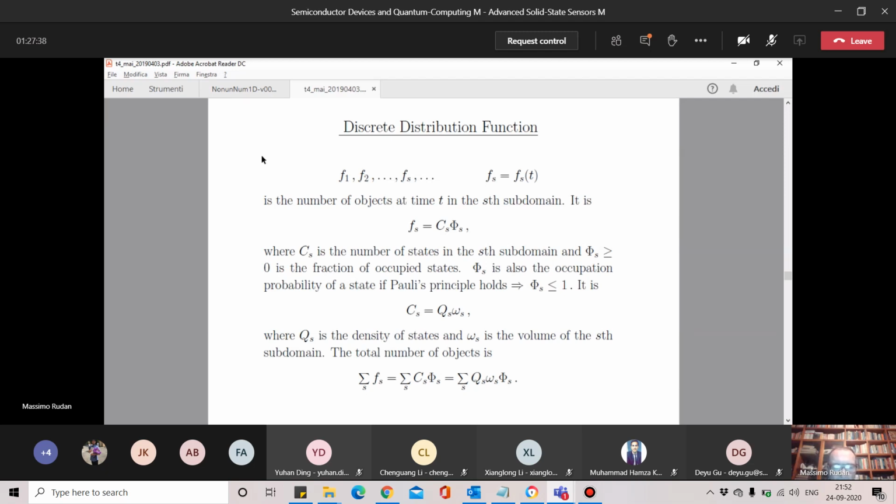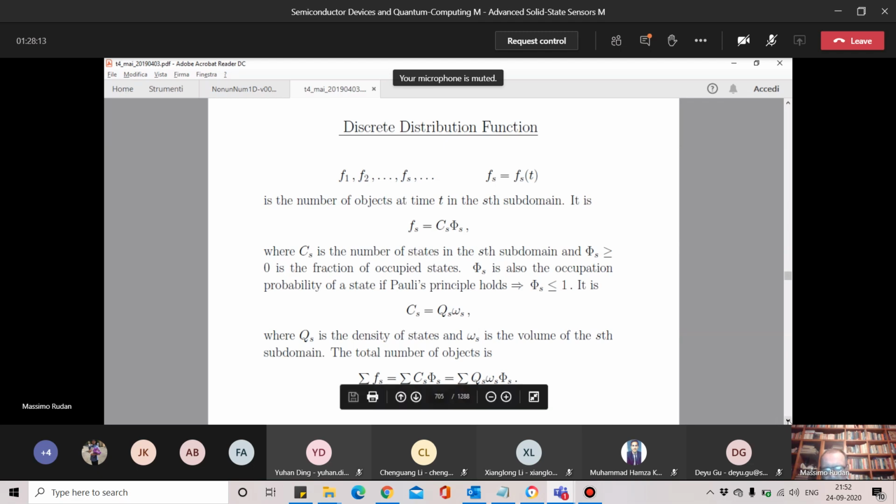What is the total number of students of the faculty at time t? It's F1 plus F2 plus etc. So it is the sum over S of F, and that sum can also be written as sum of the products CS phi S, or if you replace CS as QS omega S phi S, okay?